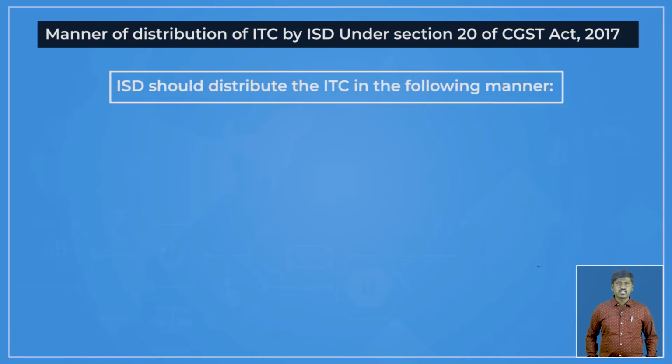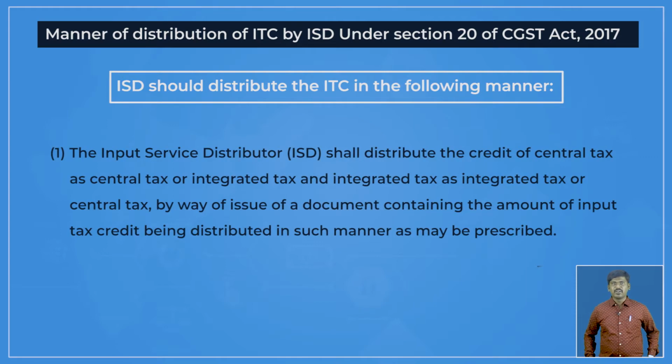Manner of distribution of ITC by ISD under section 20 of the CGST Act 2017. The input service distributor should distribute the input tax credit in the following manner. Number 1, the input service distributor shall distribute the credit of central tax as central tax, or integrated tax, and integrated tax as integrated tax or central tax, by way of issue of a document containing the amount of input tax credit being distributed in such a manner as may be prescribed.